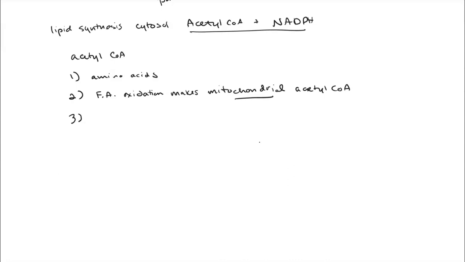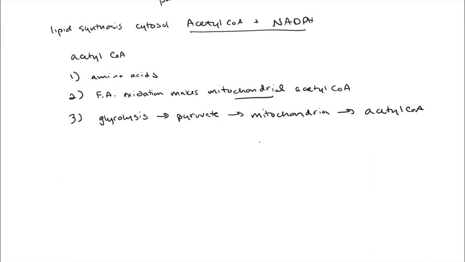So we can couple glycolysis yields pyruvate, which, after it goes into the mitochondria, can be converted to acetyl-CoA by pyruvate dehydrogenase, but then it's in the mitochondria, and we need to get it into the cytosol.